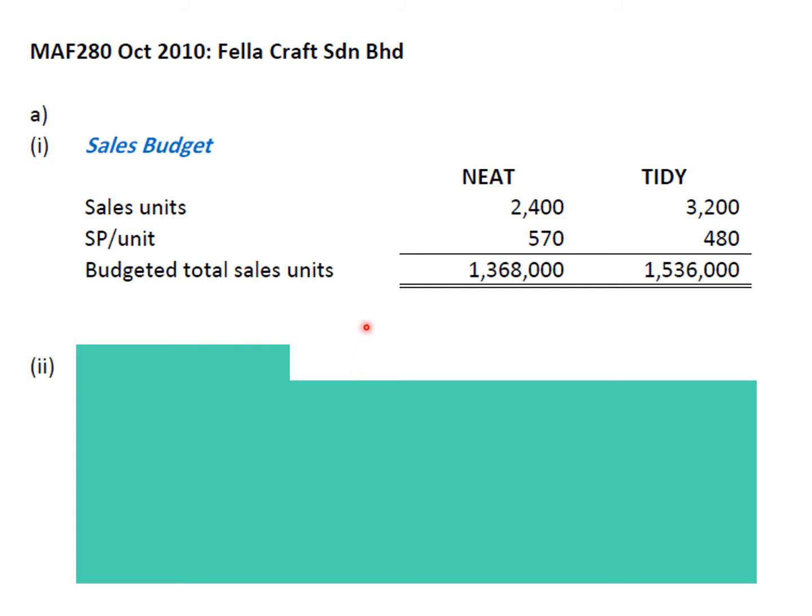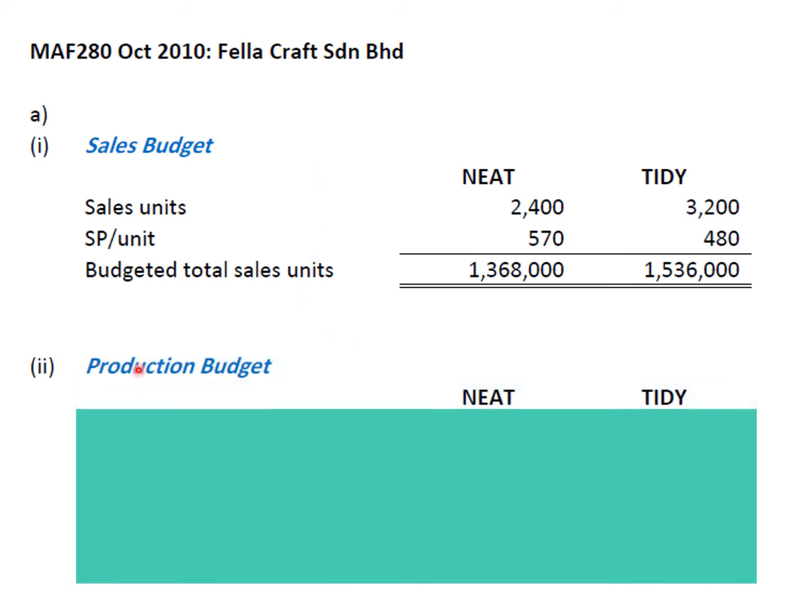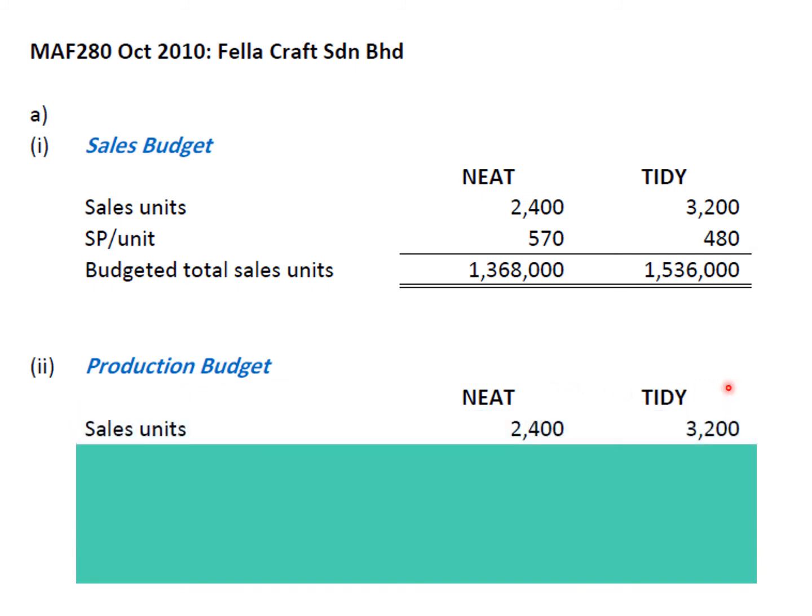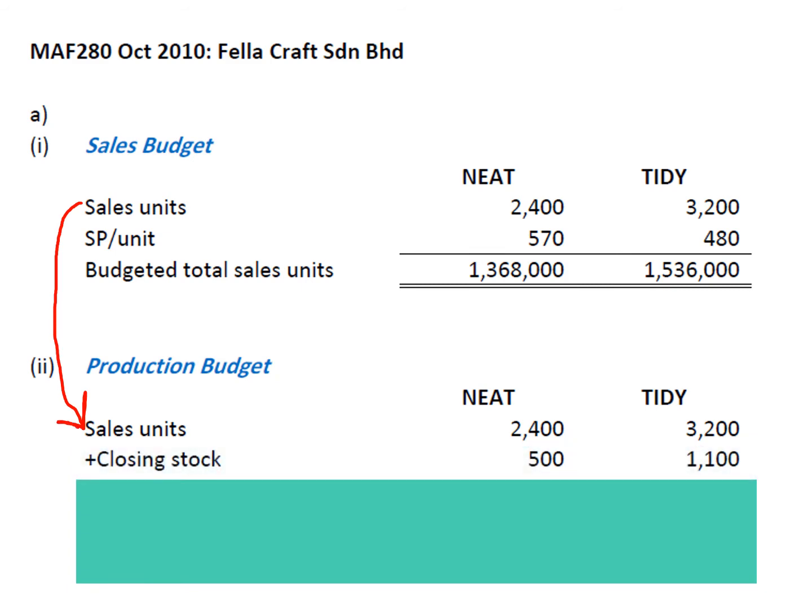Right, next you can prepare the production budget sebab daripada sales budget ni lah you tahu banyak mana you nak kena produce. So, you buatlah production budget. You ada this head neat and tidy. Dan you akan start daripada sales unit. Okay. So, daripada unit ni lah yang you akan transfer to here. Next, you akan tambahkan the closing stock of the neat and tidy.